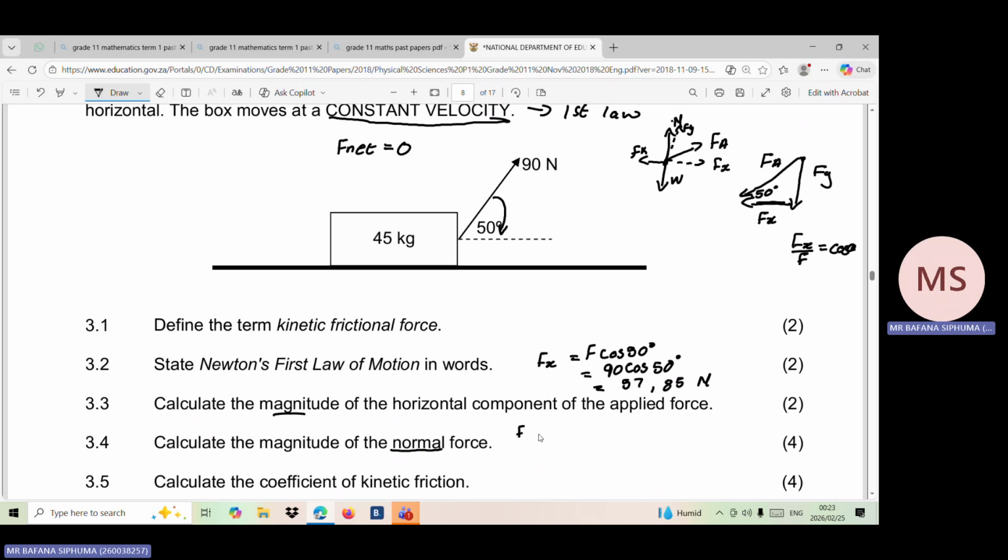That means I'm going to say F net, I've already illustrated this when I was drawing the introduction to Newton's law, is equal to ma. Right. And then guys, what are my forces? My forces are the normal force, Fn, plus Fy minus W equals 0. That's where we start.